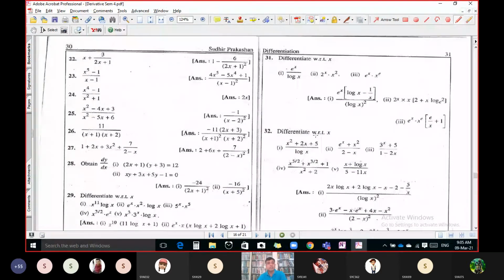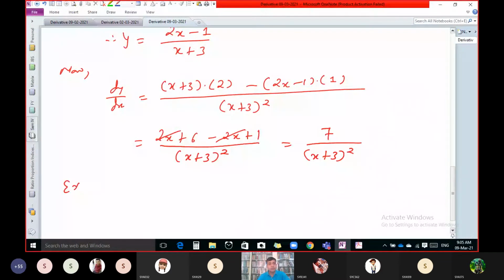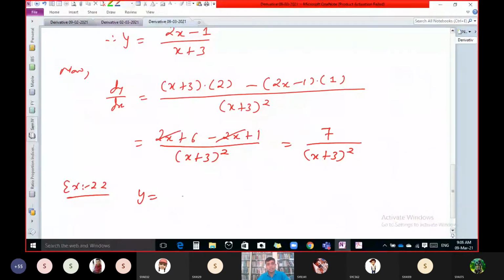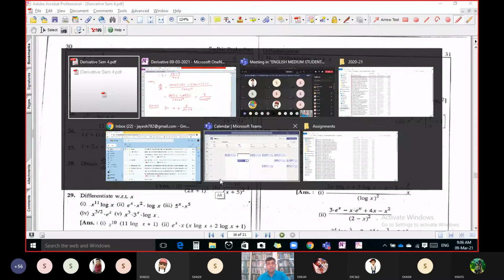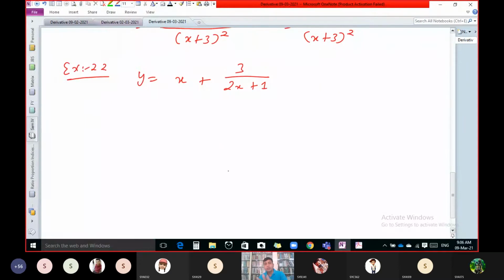Now next one, 22. Question number 22. y equals x plus 3 upon 2x plus 1. Now this example you can solve in two different ways. First, take LCM 2x plus 1, and second, differentiate directly.